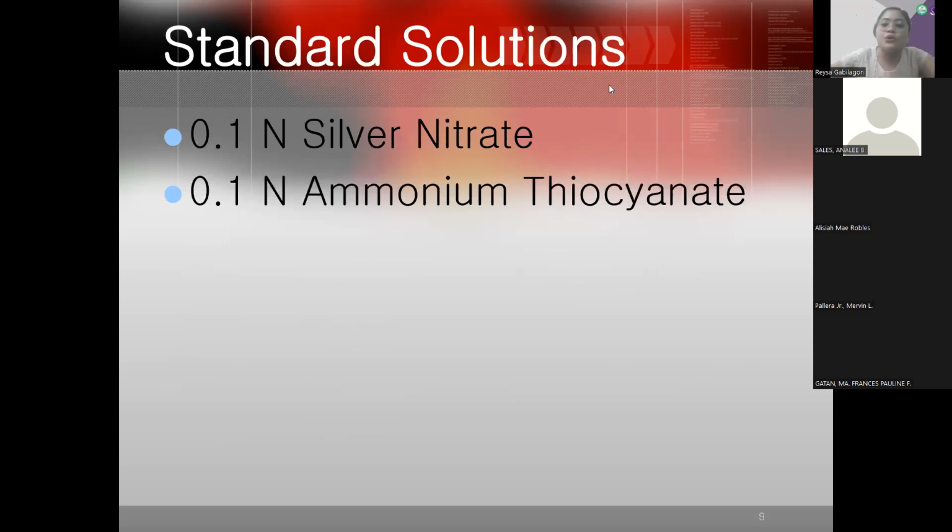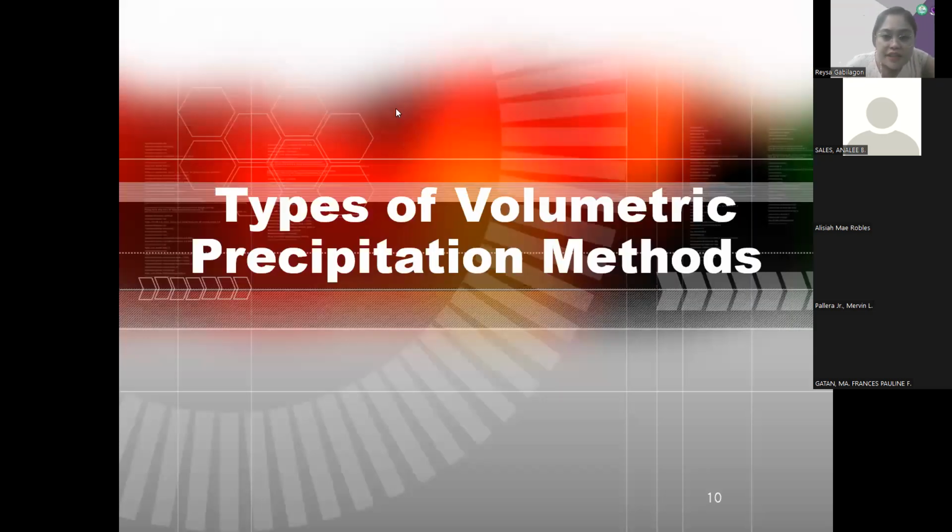And our standard solutions. When you say standard solutions, these are our titrants used for the titration process. Like if we're going to identify or determine the concentration of our halogens, we may either use the silver nitrate, the ammonium thiocyanate, or the combination of the two if we are going to do indirect or residual titration. Okay? So it's 0.1 normal silver nitrate and 0.1 normal ammonium thiocyanate. Questions or clarifications so far?